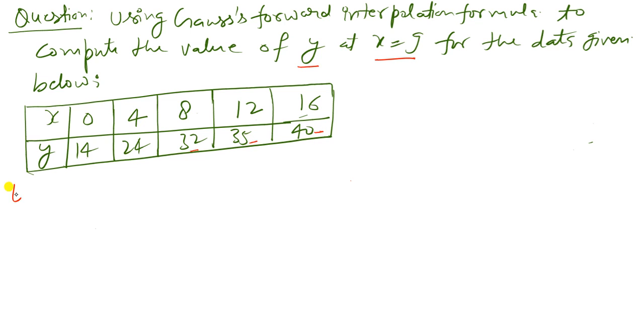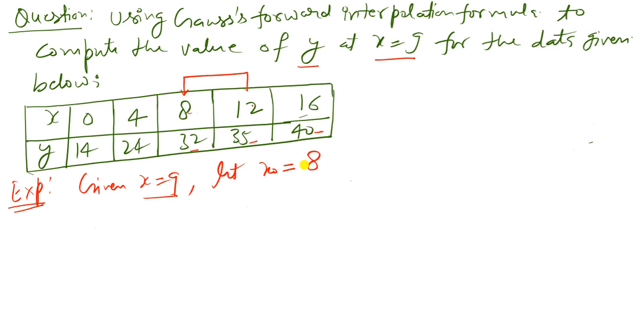So here the explanation of this problem is: we want to compute the value of y at x is equal to 9, that is given. x is equal to 9 lies between the two values of the given data, 8 and 12. So in that case we consider x naught is equal to 8. Then compute the value of u is equal to x minus x naught upon h.